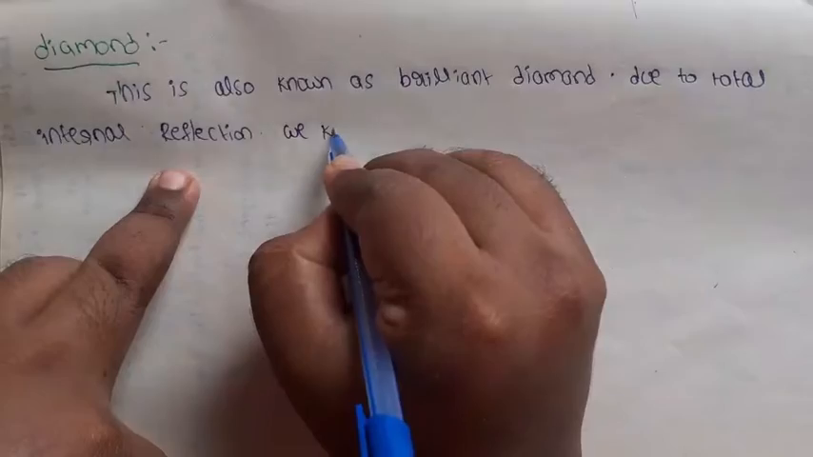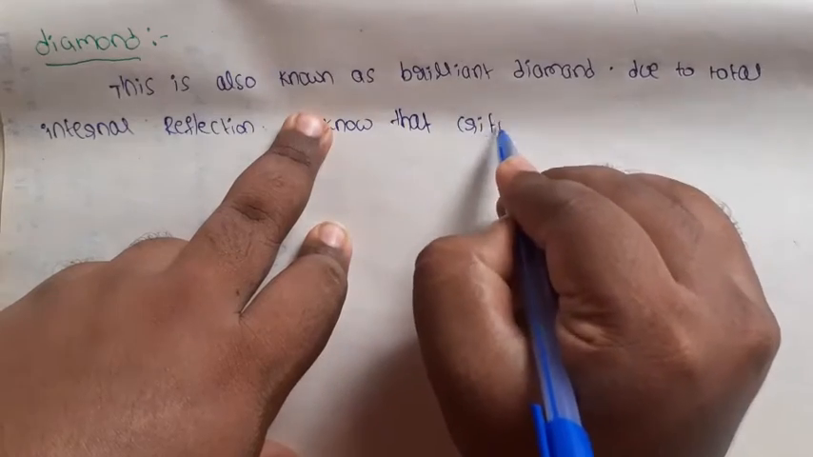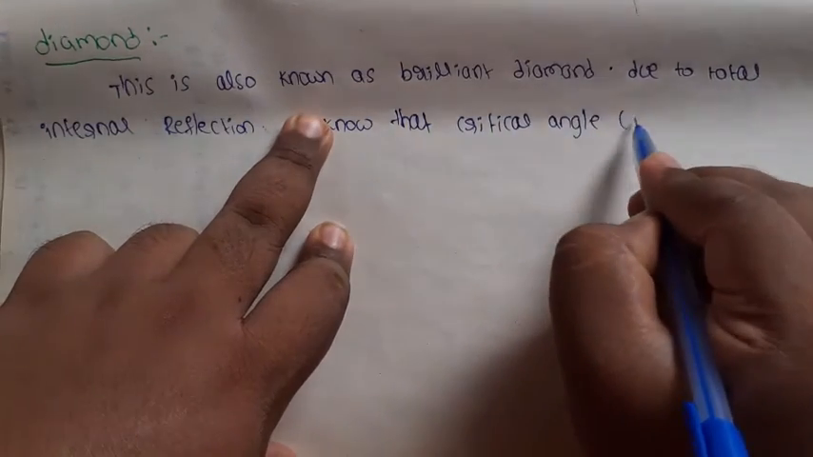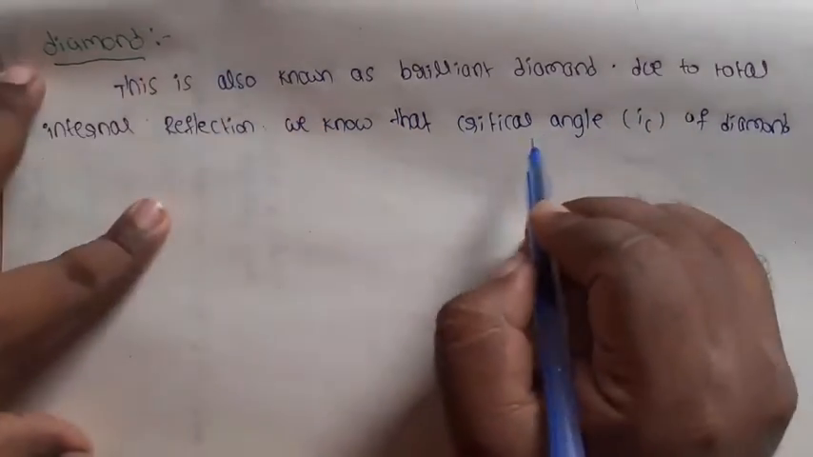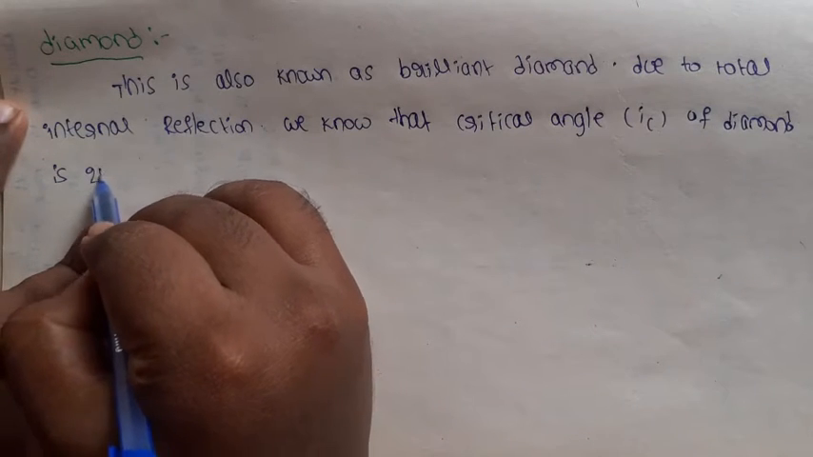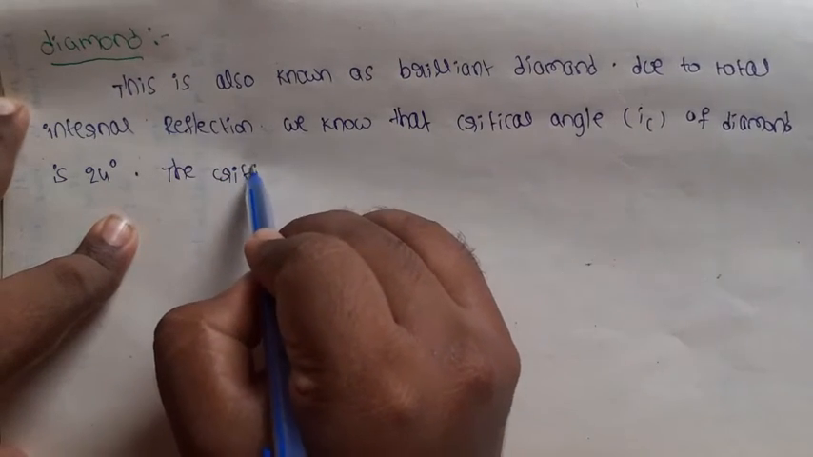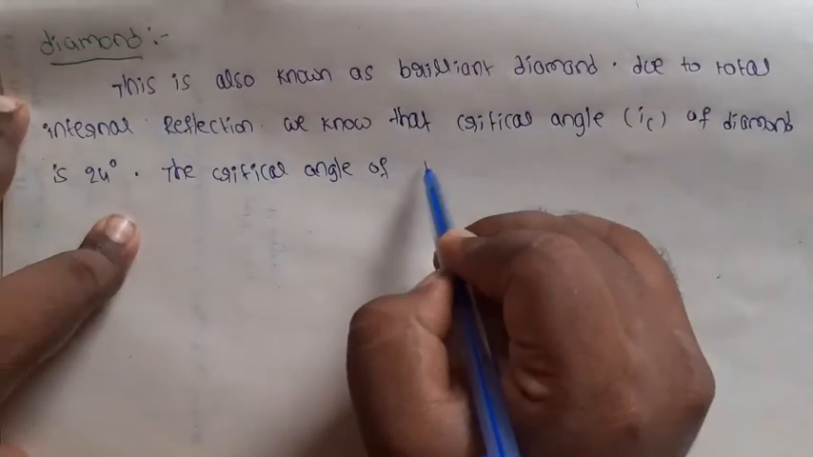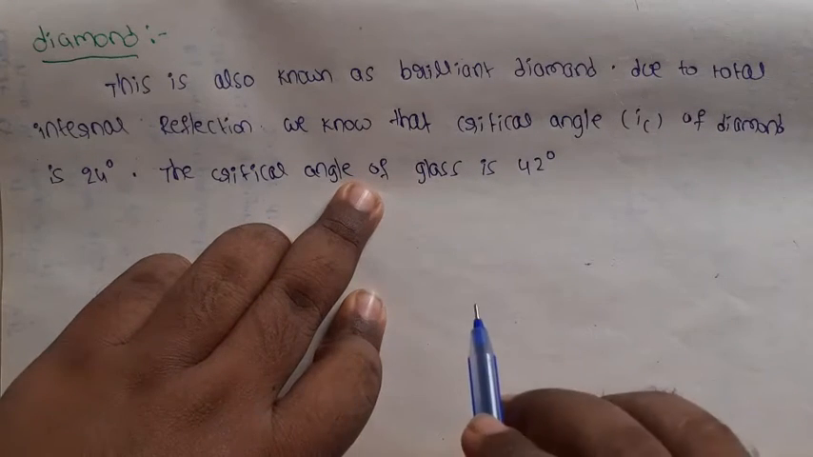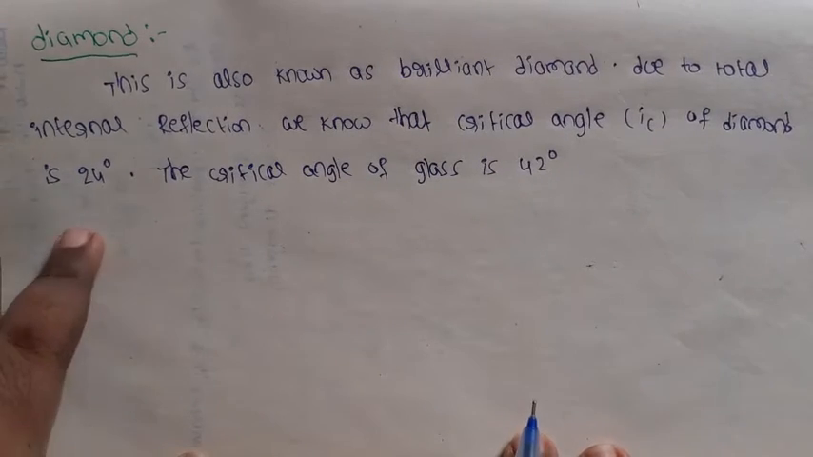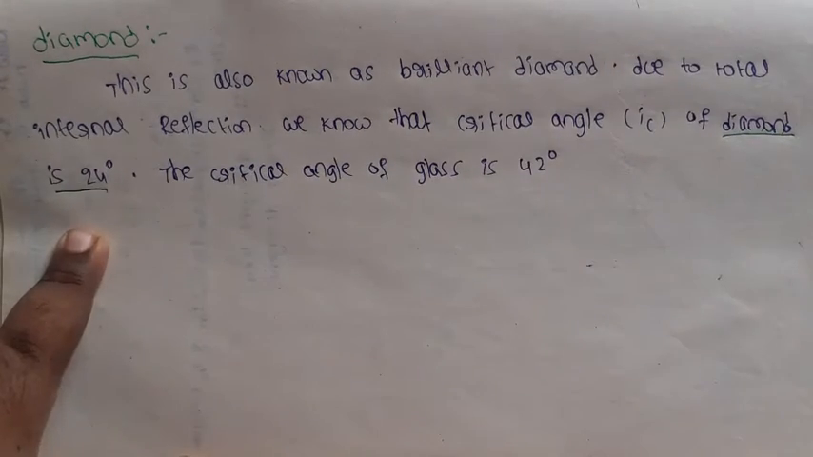We know that the critical angle IC of diamond is 24 degrees. The critical angle of glass is 42 degrees. Glass has a lower critical angle value, but diamond has a very low critical angle value.